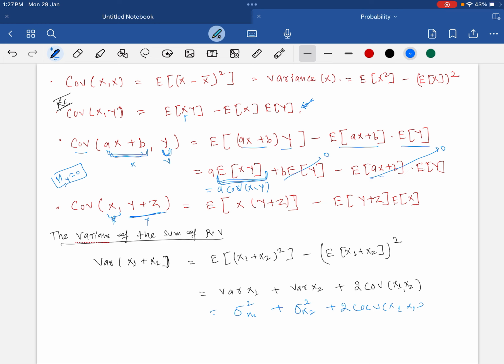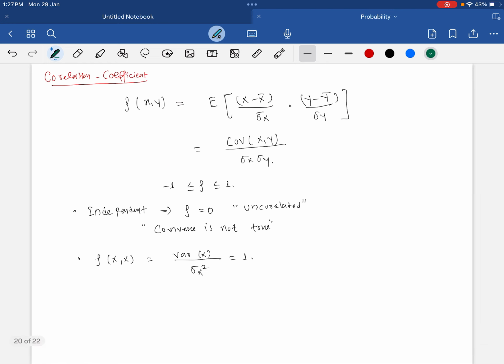x1 and x2. And if you are given in the question that x1 and x2 are independent, then we know that the covariance is going to be 0, so it will be simply the sum of the variances of these two, x1 and x2, right?